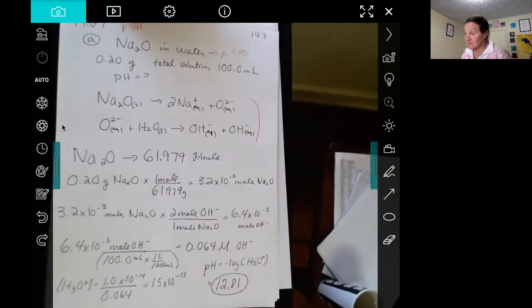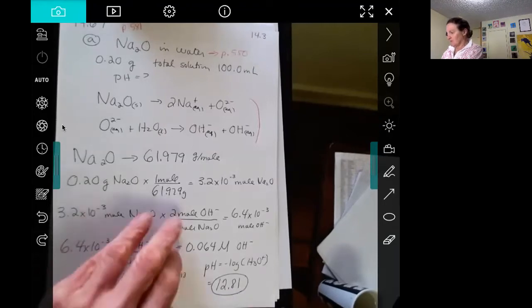we have to first take the OH minus concentration and change it into H3O plus. So you remember you do that by doing Kw over OH minus. So 1.0 times 10 to the minus 14 divided by 0.064 gives us an H3O plus concentration of 1.5 times 10 to the minus 13. If I take the negative log of that, it'll have 2 sig figs to the right of the decimal. The pH is 12.81. Very basic.